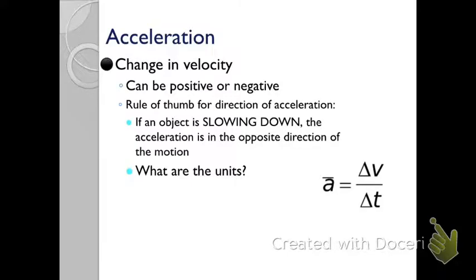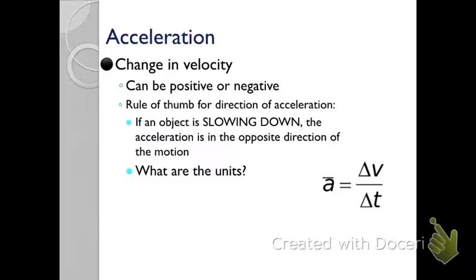As we look at acceleration and this rule of thumb, if an object is slowing down, the acceleration is in the opposite direction of the motion. So I'm going to prove that using this equation. We talked about it with the graph and we talked about it with the rule, but I want to prove it with the actual equation here, okay?